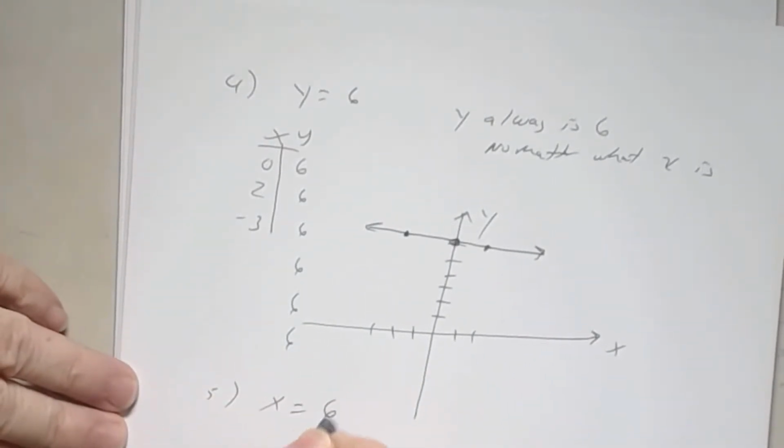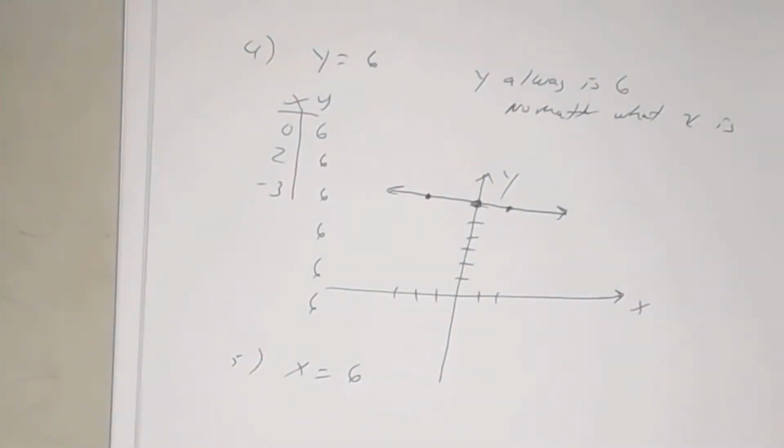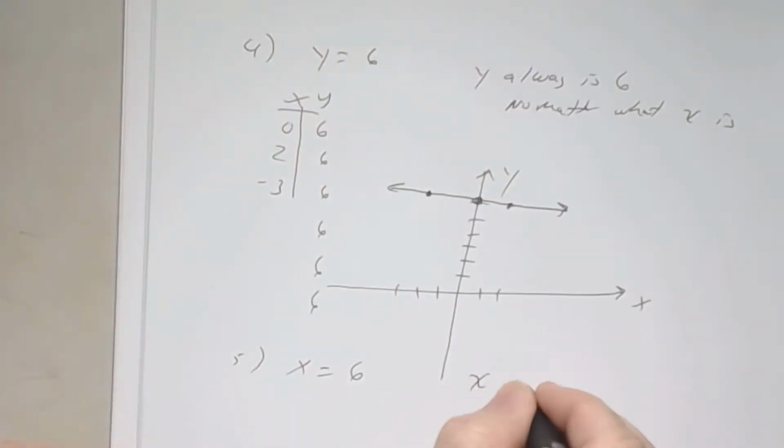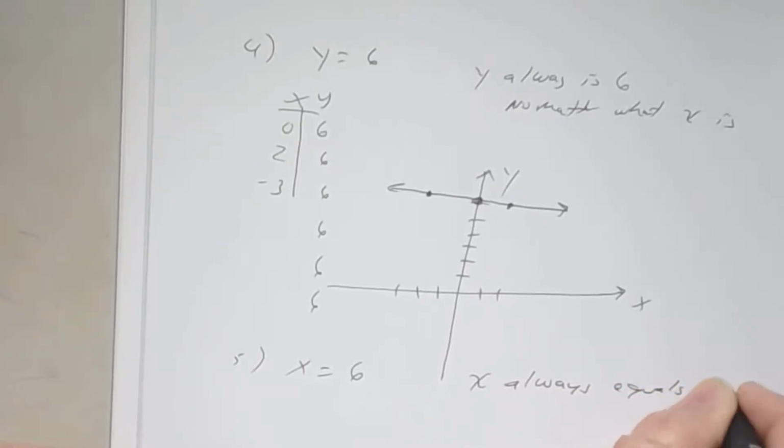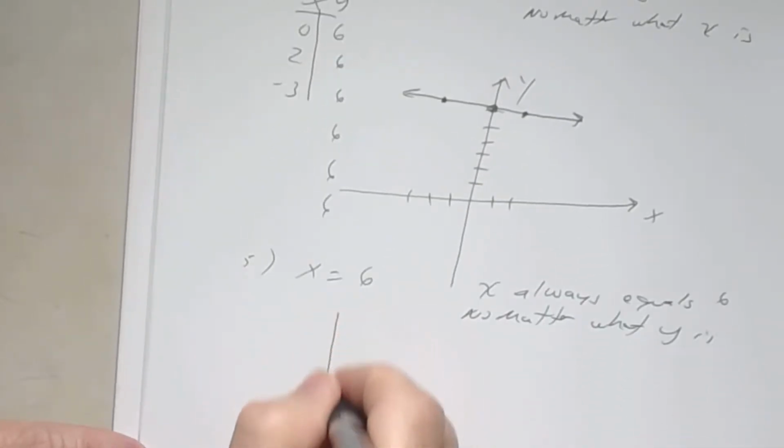What if you had x equals 6? So we know what y equals 6 looks like. It's the same idea. This says that x is always going to equal what? 6 this time, no matter what y is. So in words, this says x always equals 6, no matter what y is.